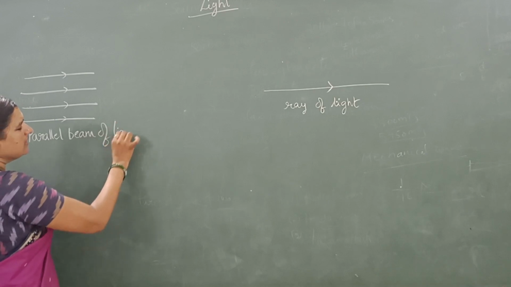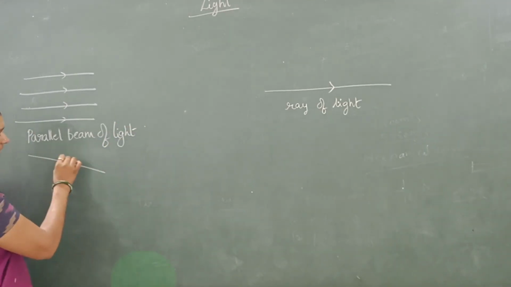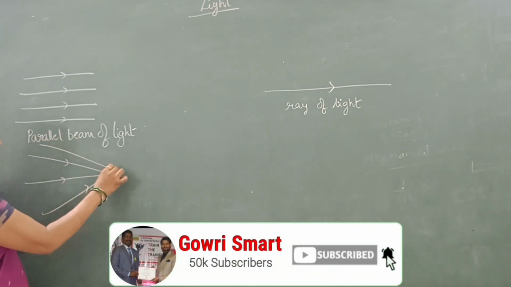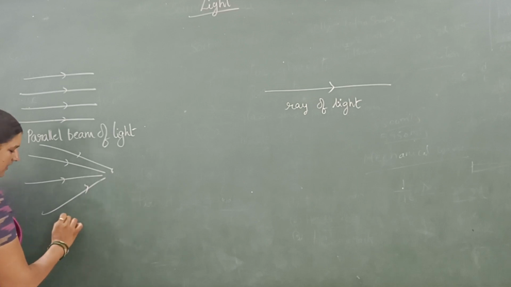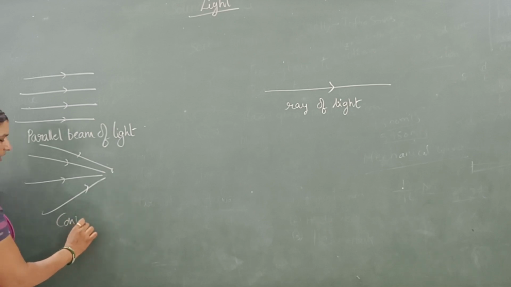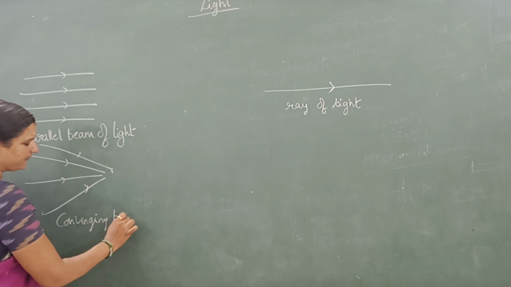That is called parallel beam of light. Suppose these all light rays go through a particular point, then it is called convergent beam of light. These all are converging at a particular point, so that is called converging beam of light.